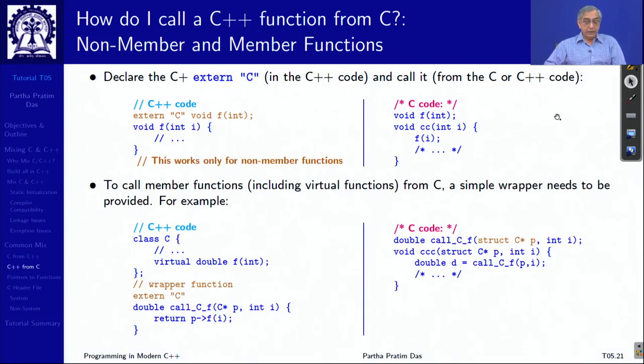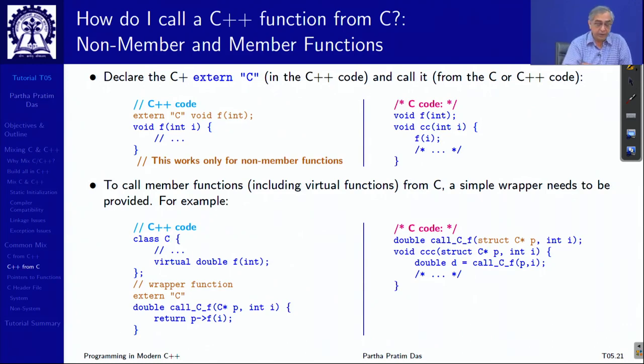Doing the reverse is somewhat of a difficulty, that is, how do you call a C++ function from C, right? C does not know mangling. So, if you want to call a C++ function from C, the name of that function must be explicitly unmangled, right.